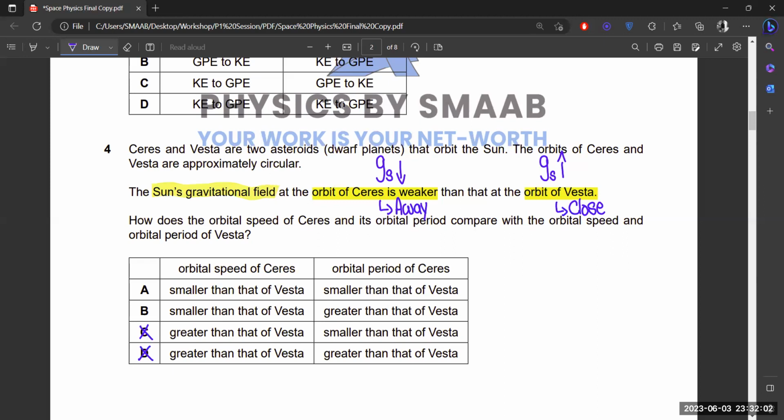So again, same concept, because when we are close to the planet, there will be a greatest speed, and if we are away from the planet, there will be less speed. So that's why Ceres has less orbital speed as compared to Vesta. And if we talk about the orbital time period, we know that when speed is slow, and if we compare it with the formula of orbital velocity, the formula is 2 pi r over t. So if speed is smaller, that means v is inversely proportional to time period. So it means that if speed is smaller, time period will definitely be greater.